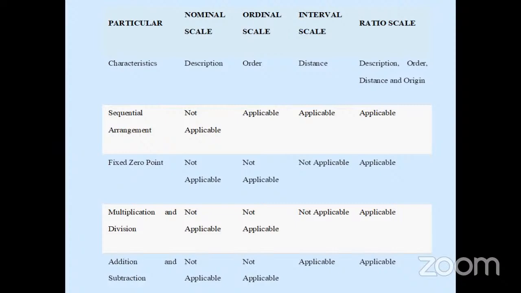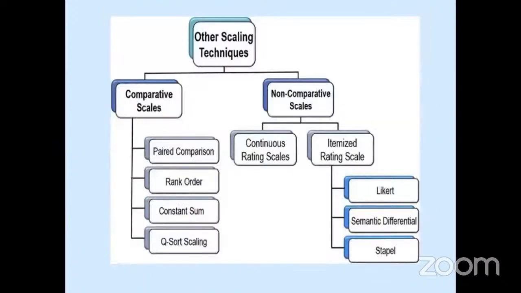Now fixed 0 point is only applicable in the ratio scale. The other three scales do not start from zero. Multiplication and division are only applicable in the ratio scale, and addition and subtraction are also only applicable in ratio scale.